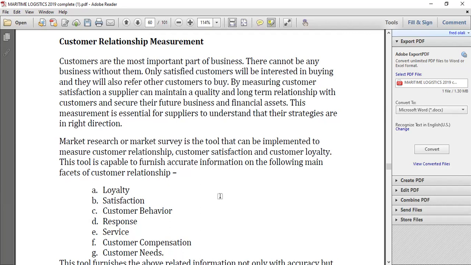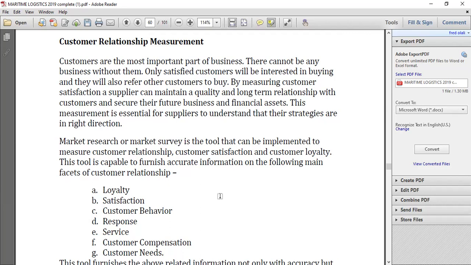So by measuring customer satisfaction, a supplier can maintain quality and a long-term relationship with the customers and secure their future business and financial assets. So this measurement is essential for suppliers to understand that their strategies are in the right direction. So market research or market survey is a tool that can be implemented to measure the customer relationship, so customer satisfaction and customer loyalty.